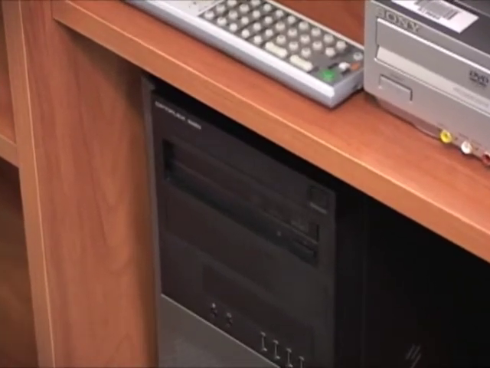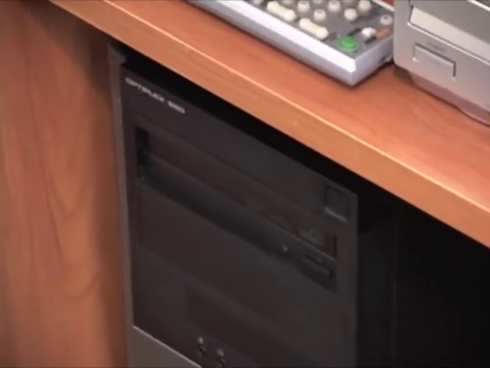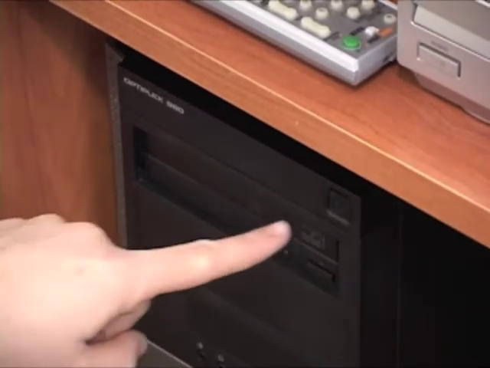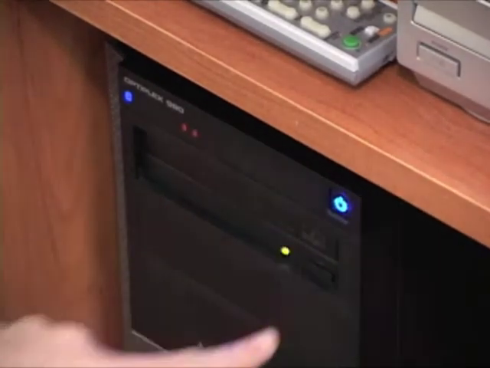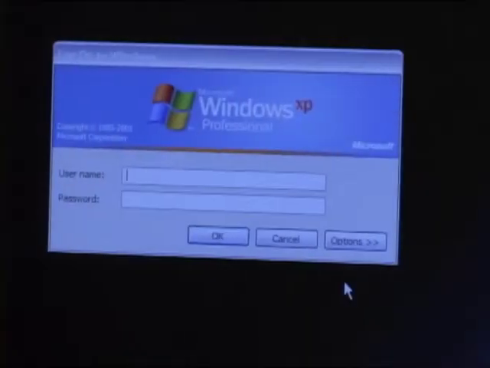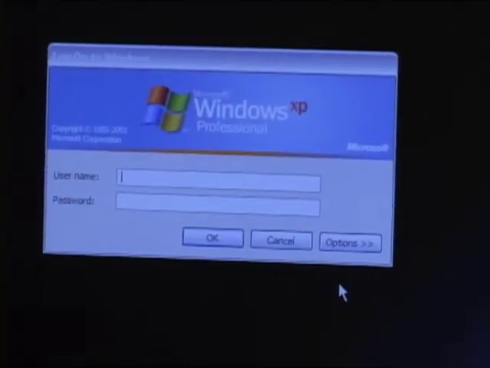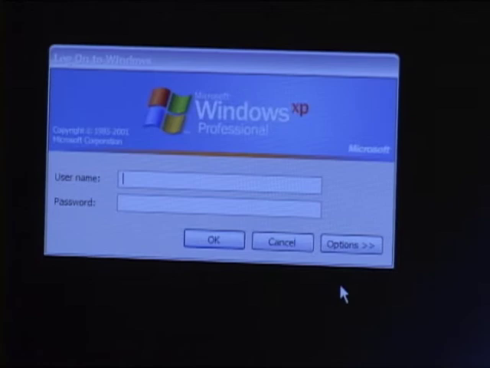Let us begin by turning the computer on and log in. The power button is located here. At the login prompt, enter the required information, which is your username and password.